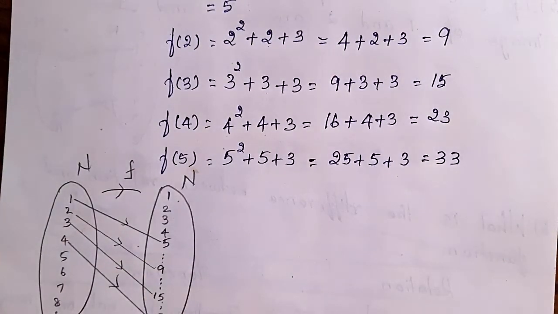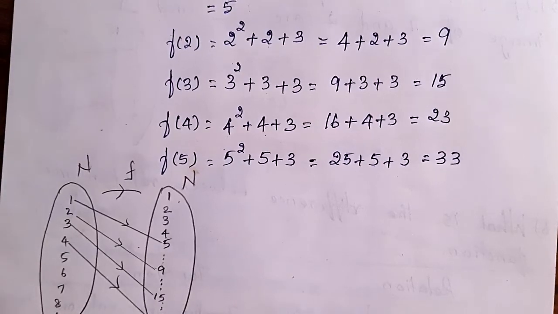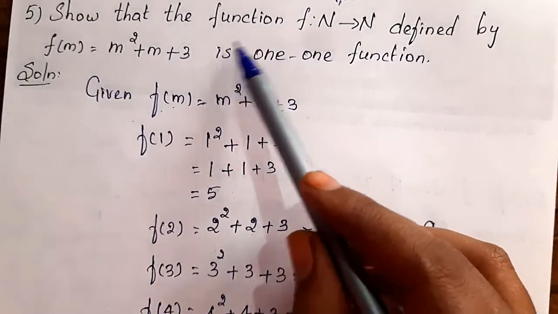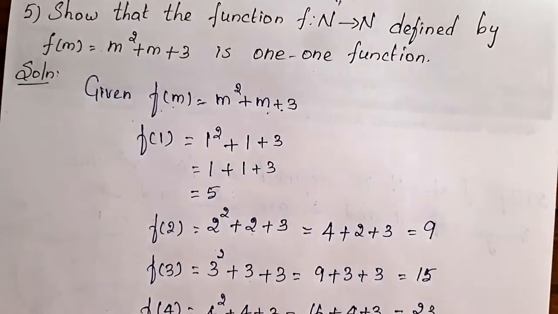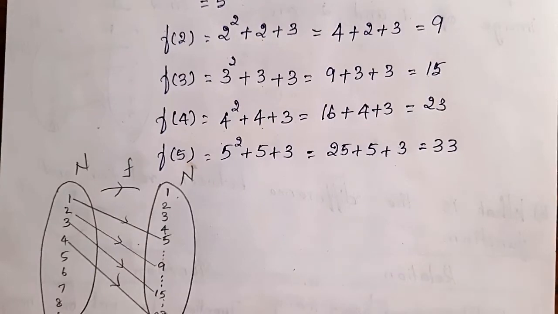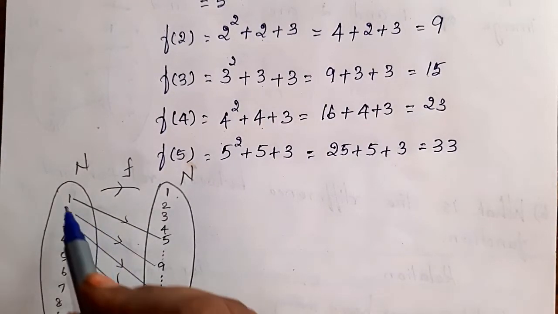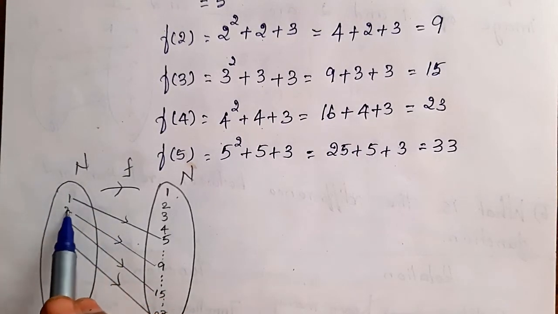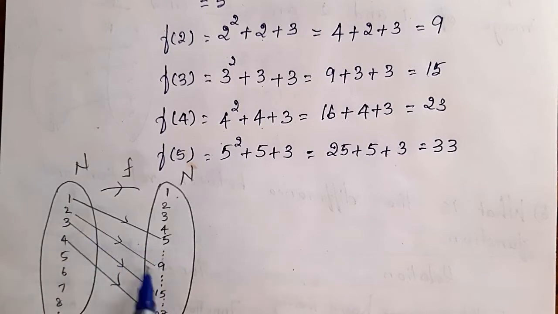Okay. In this question, what are they asking? We have to show it is a 1-1 function. How can we show it is a 1-1 function? Different elements of a domain have different images, which means we can say it is a 1-1 function. Look at this figure. It is the domain. Different elements of the domain have different images. It's not connected to the same image. All the images are different. So we can conclude it is a 1-1 function.